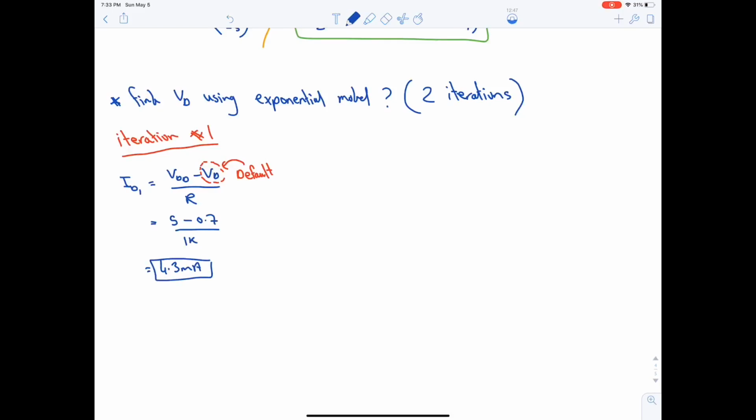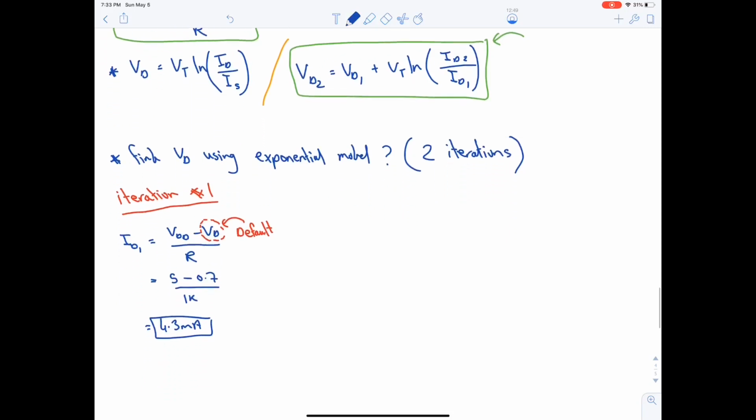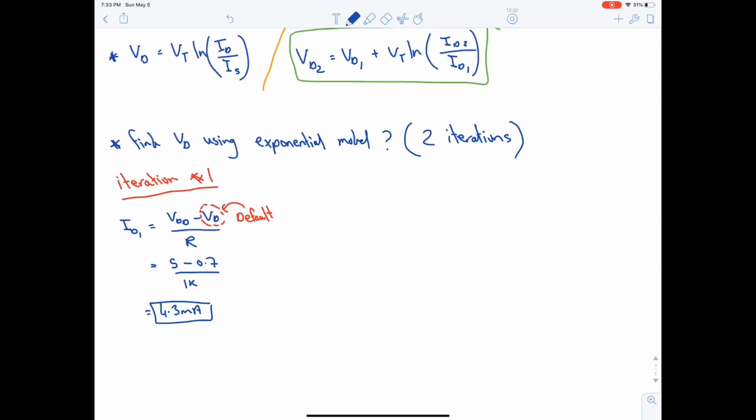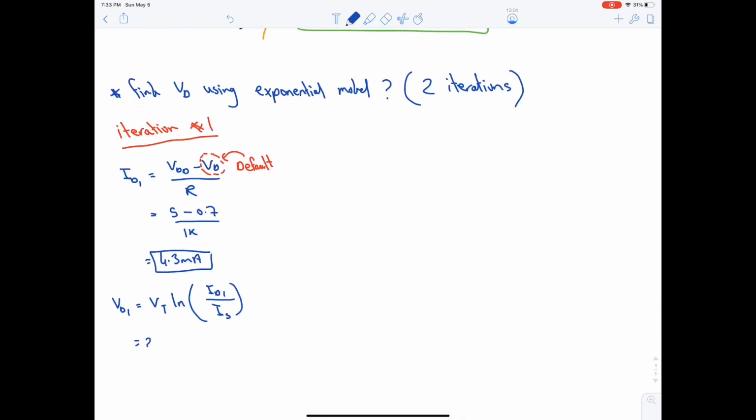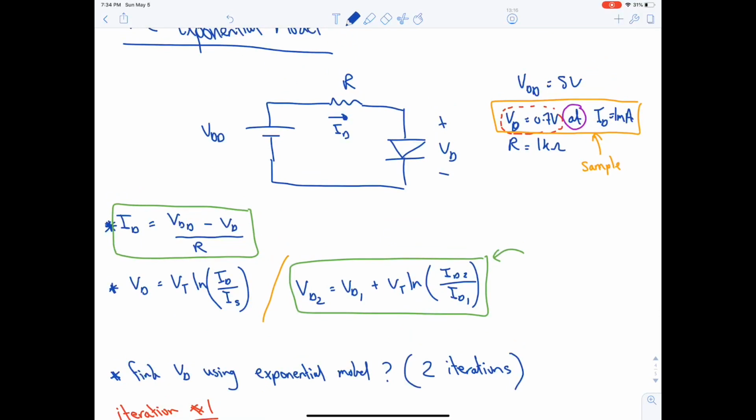Now we need to find VD1. VD1 is equal to VT ln ID1 divided by IS. We already know what VT is. It's 25 millivolt, ln ID1. We just found it out, it's 4.3 milli. And IS we do not have. We need to calculate it through the sample. Now how do you calculate an IS? IS can be calculated using this equation.